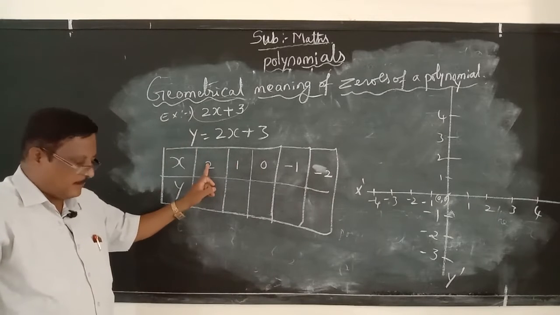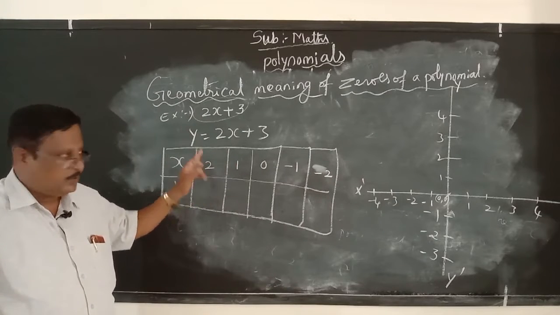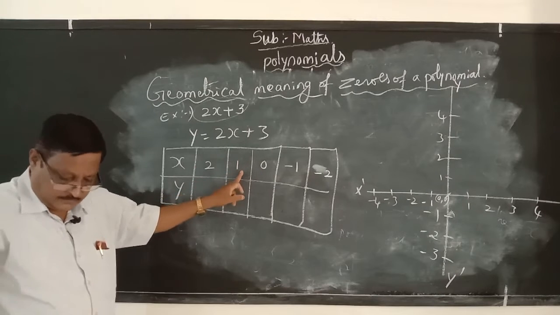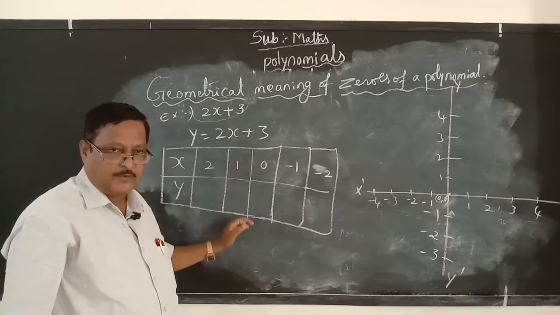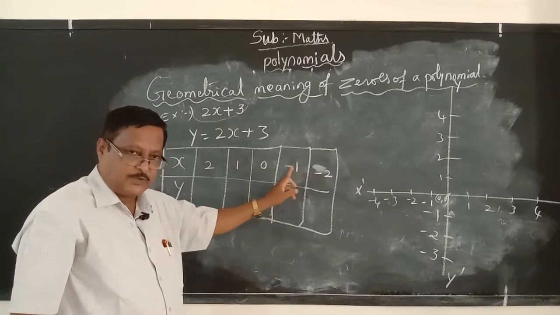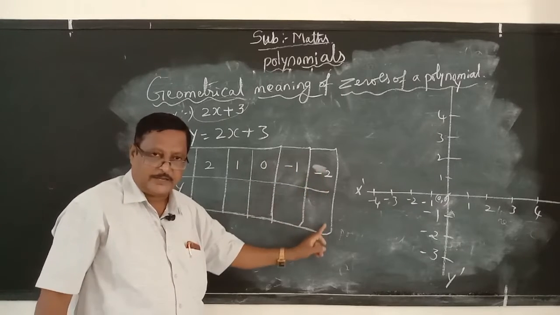See here, first one you take x value is 2, find the y value. Next one, x value is 1, find the value of y. X value is 0, find the value of y. X value is minus 1, find the value of y. X value is minus 2, find.